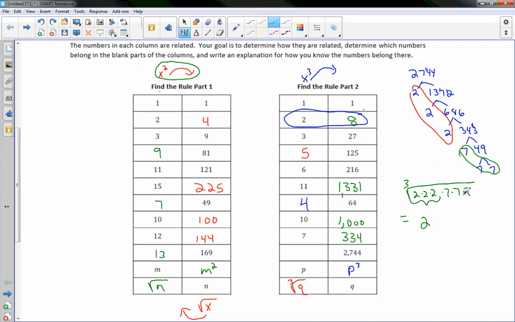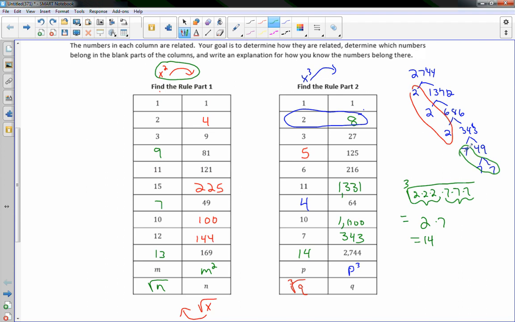And 7 times 7 is 49 times 7 is 343. And I'm dyslexic because this is not 334, it's 343. And so these 3 7's become 7, so that equals 14. So the cube root of 2,744 is 14.